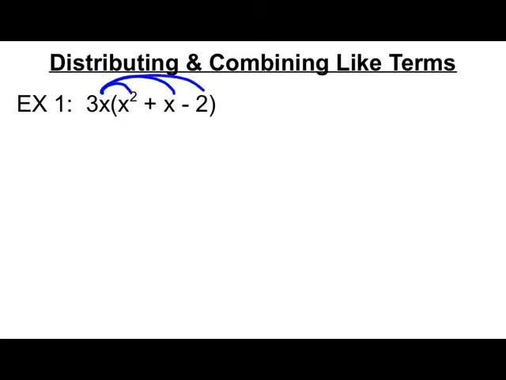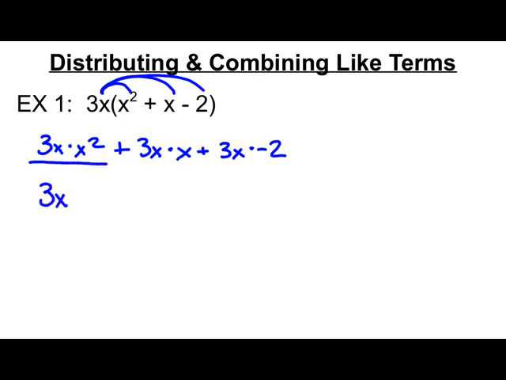The first problem, I'll go ahead and write it out so you can see it. It's 3x times x squared plus 3x times x plus 3x times negative 2. So 3x times x squared is 3x cubed. 3x times x is 3x squared. And 3x times negative 2 is negative 6x. Notice I didn't put plus a negative 6x, I just put minus 6x.